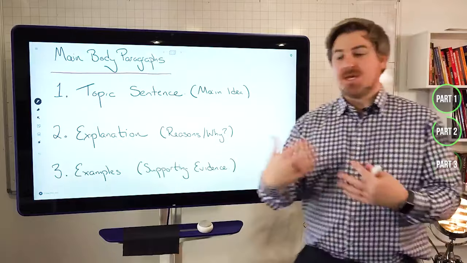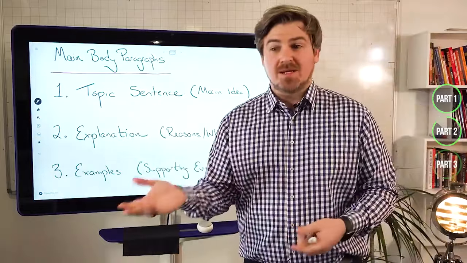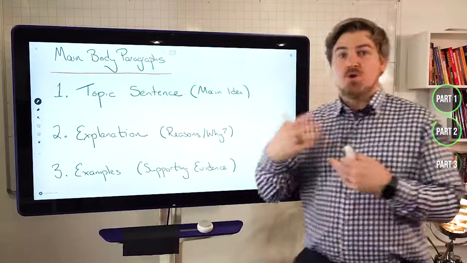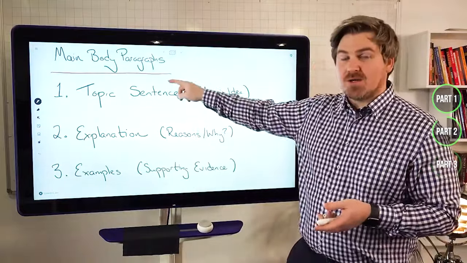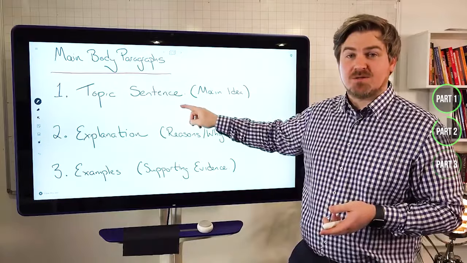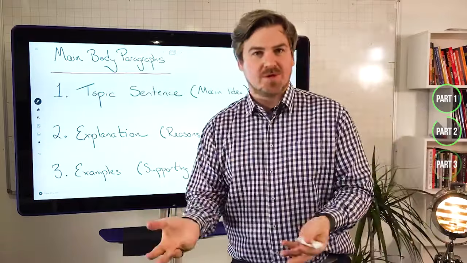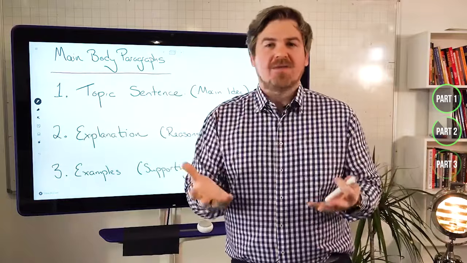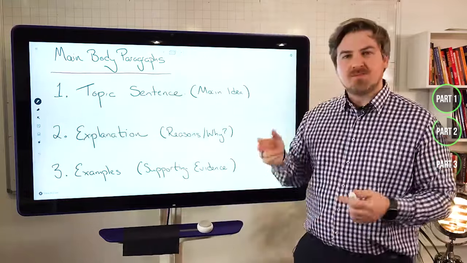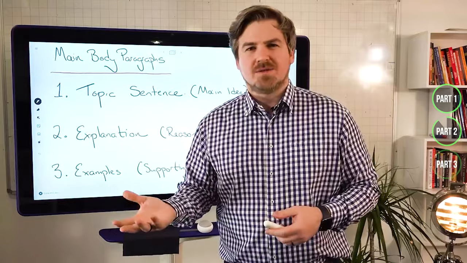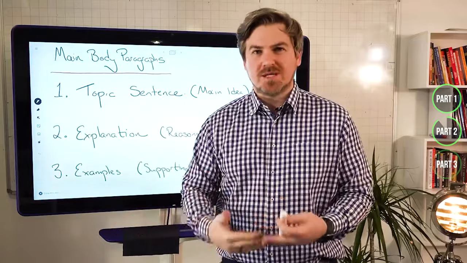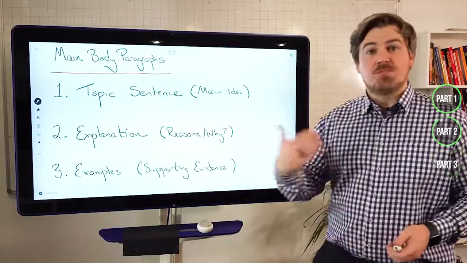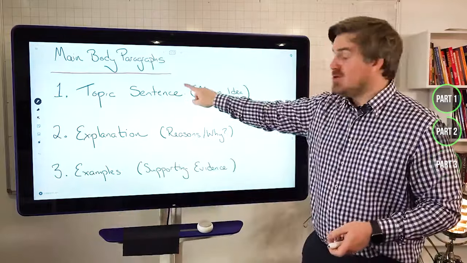Topic sentence is just telling the reader, this is my main idea. This is what the paragraph is about. Number two, explanation. You are giving the reasons why your main idea answers the question. All right, think about it that way. You're providing reasons. You're showing why. Imagine the examiner having that question for you. So you say, this is my main idea. Well, why does this answer the question? How does this answer the question? What are your reasons? Give me more. And then the example is going to be your supporting evidence. So you can give your opinion.